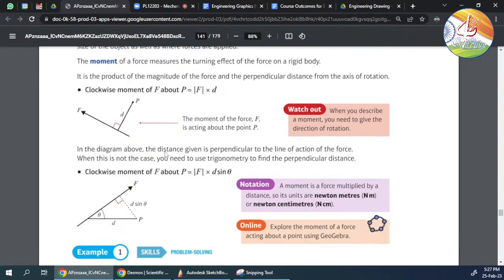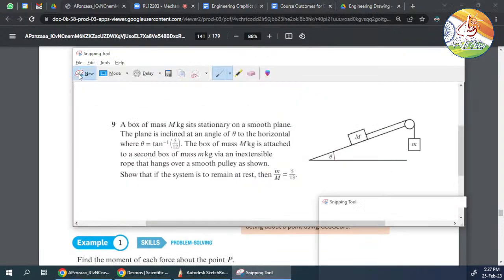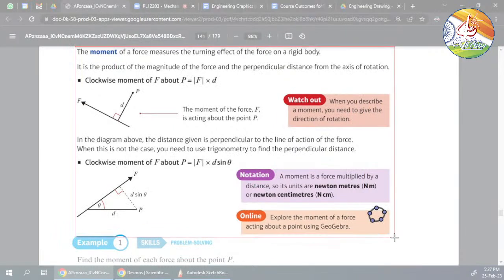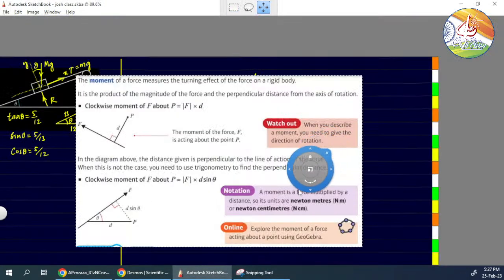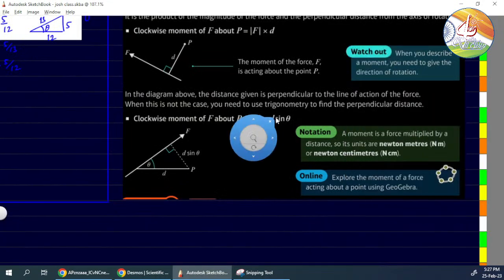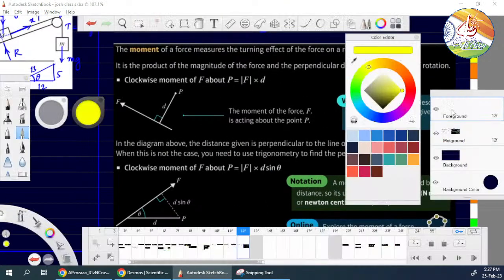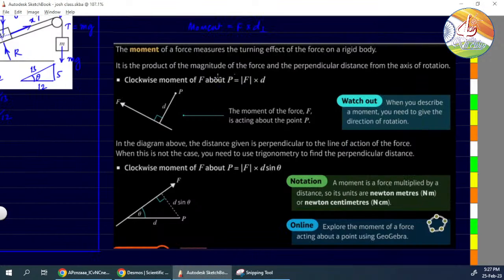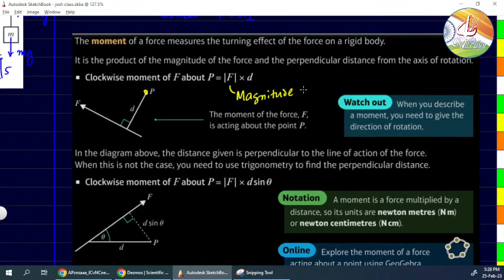Okay, so there are a few things which require explanation here. Let's take this here. Moment of a force measures the turning effect. So if this is the point P, and you want to find the moment about the point P, then you have to take the magnitude of the force, that's what is represented here, multiplied with a perpendicular distance. You can see here the distance is perpendicular, that's what is taken here.